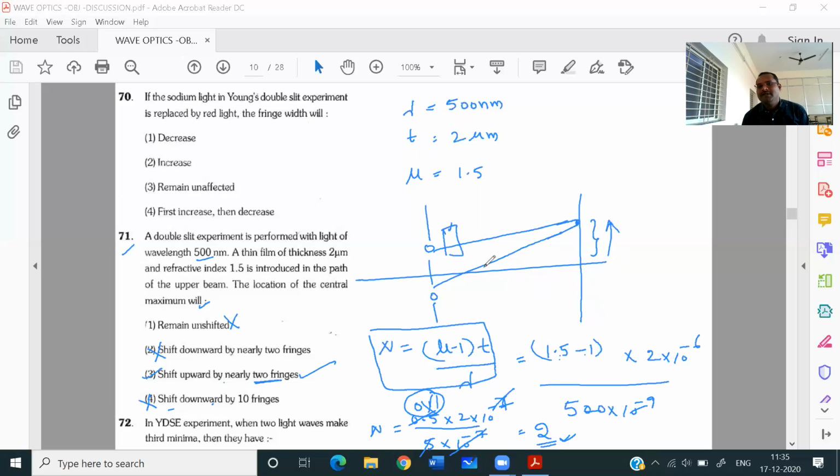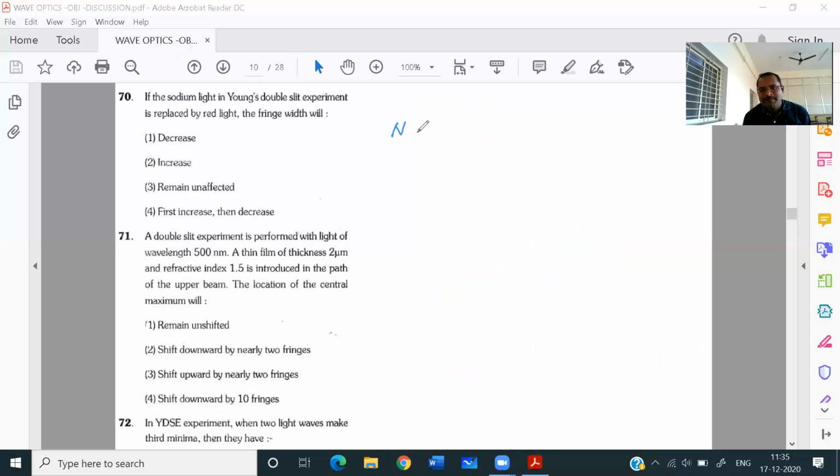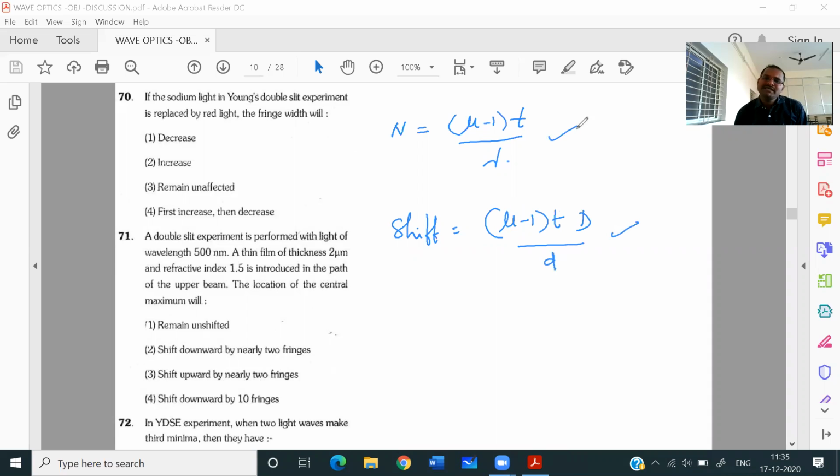Formula what? How many fringes? Number of fringes shift upward: the formula is (mu minus 1) into T upon lambda. Whereas the shift formula is (mu minus 1) into T, capital D by small d. This is the shift formula; this is how many fringes will shift. You have to remember these formulas, otherwise you can't find the answer.